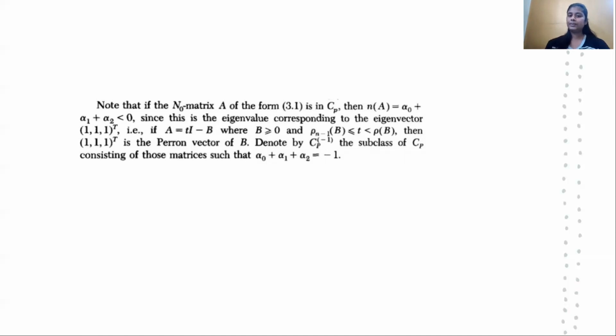Denote by C_P to the power minus 1 the subclass of C_P consisting of those matrices such that alpha naught plus alpha 1 plus alpha 2 is equal to minus 1. So by this we can conclude that alpha naught plus alpha 1 plus alpha 2 is equal to minus 1.